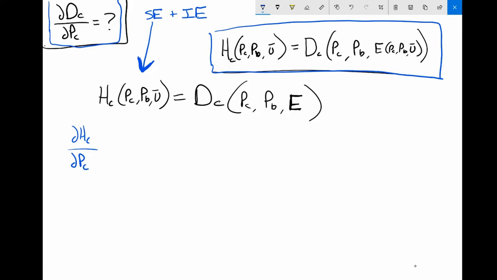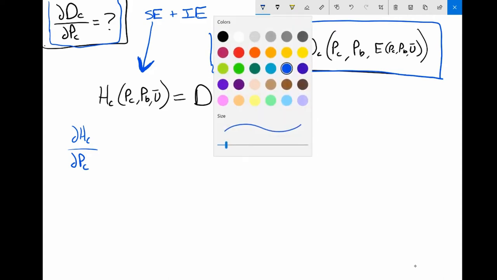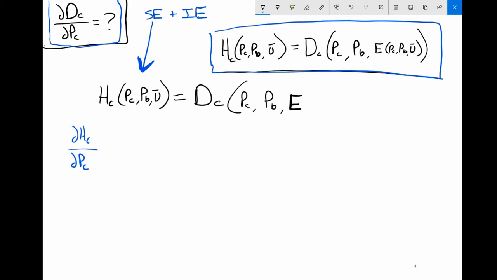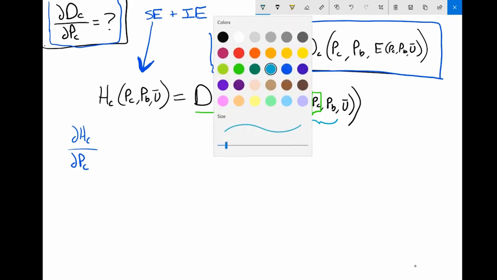Why am I saying the total derivative? Well, because the compensated demand curve is equal to the uncompensated demand curve at the point where income is equal to the optimal expenditure function level of income. So why is it a total derivative? Well, because with the optimal expenditure function plugged in, the uncompensated demand curve is directly a function of the price of coffee, and it is indirectly a function of the price of coffee, which means we need to take a direct derivative and the chain rule partial derivative. So that's what we're going to do. We're going to take the total derivative.